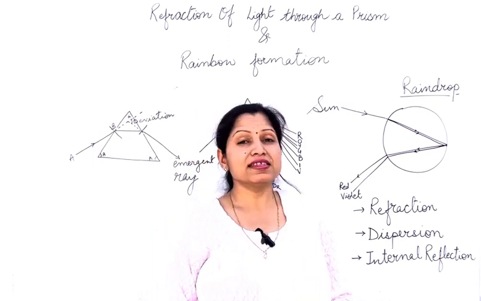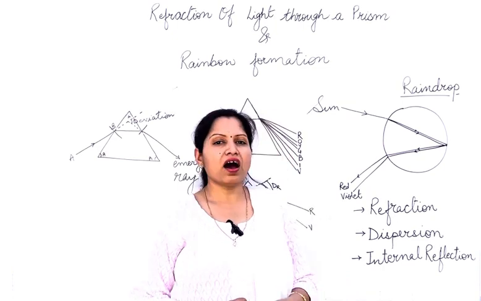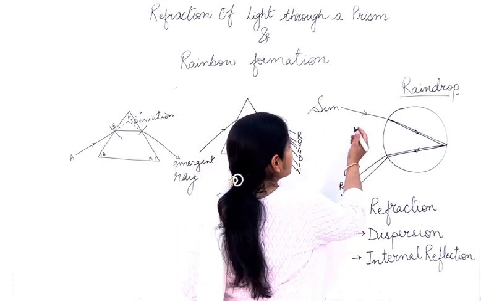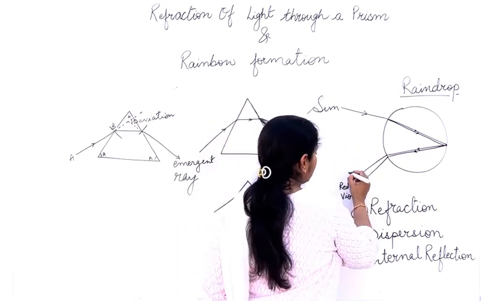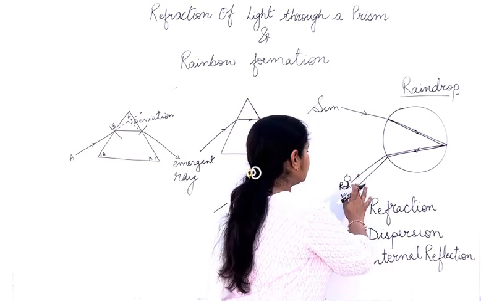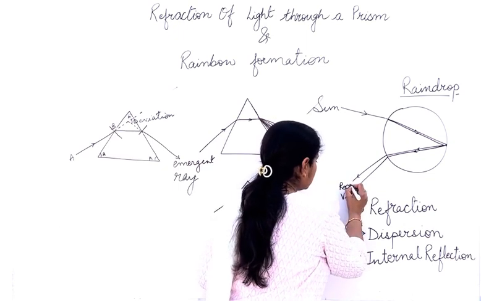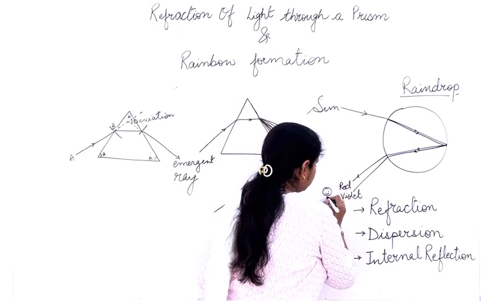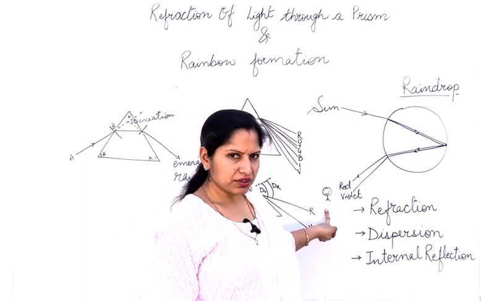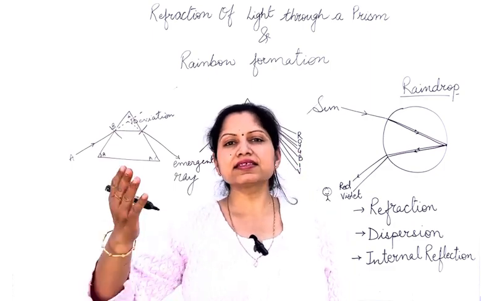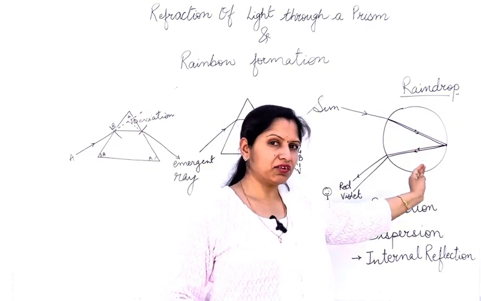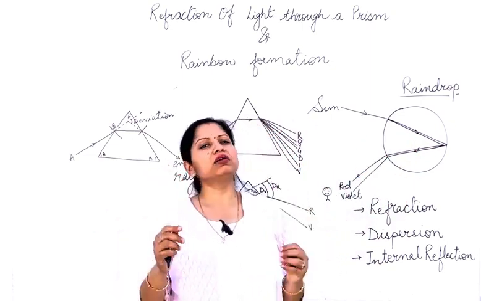Apart from that, we can see a rainbow only when our back is facing towards the sun. So if the sun is here and the person is standing somewhere here with their back towards the sun, then only the person will be able to see the rainbow. The person should be standing in such a way that the sun is at their back. Then only the internally reflected rays will be visible to that person.